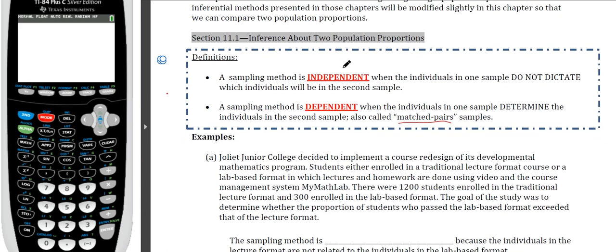Now, this isn't really an issue as much, because here we're talking about them being independent of each other. We are not really saying that they're either independent or dependent on the population, we're saying if they're independent or dependent from each other.